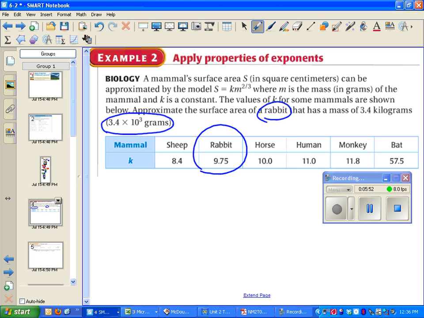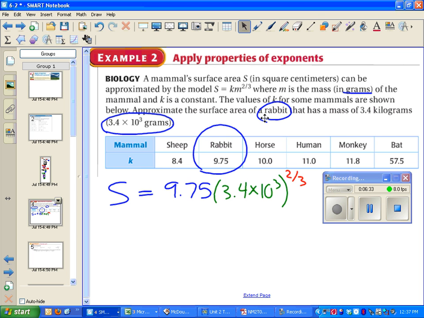We find our K, the constant for a rabbit, which is 9.75, so we're just going to fill in what we know and solve for S. So K is 9.75. Our mass, which is in grams, which is why we needed to change it from 3.4 kilograms to grams, is going to be 3.4 times 10 cubed, and then that is raised to the 2/3 power. Okay, and then we are going to simplify that as much as possible.